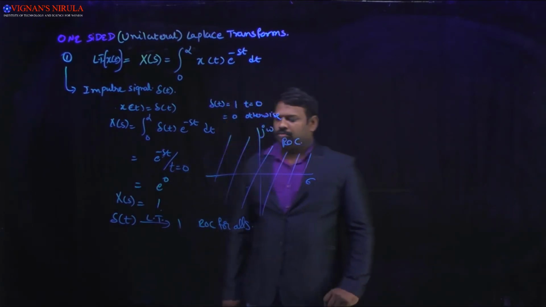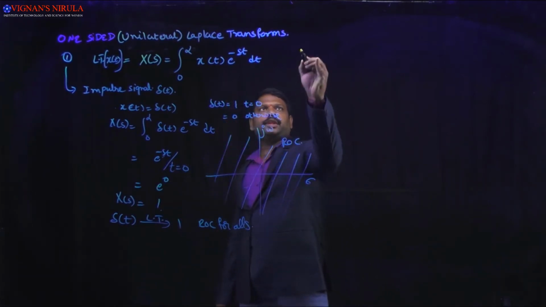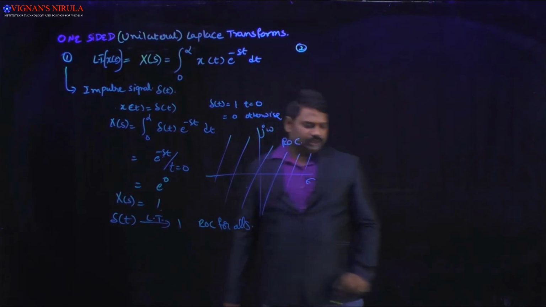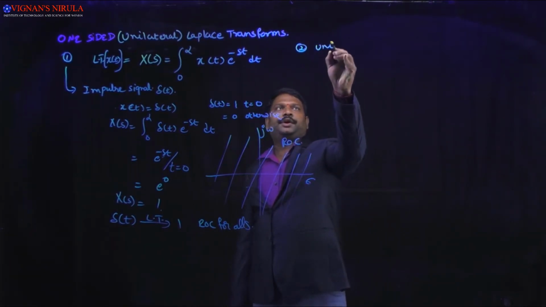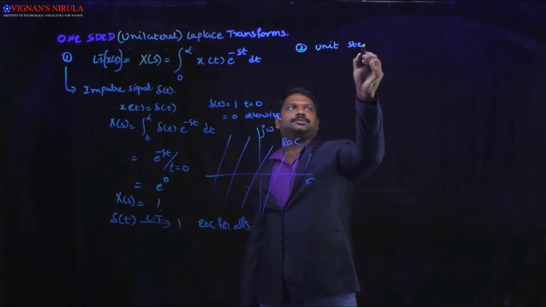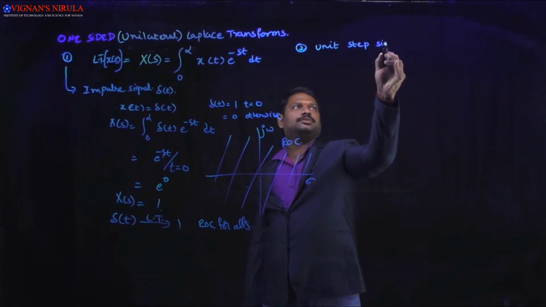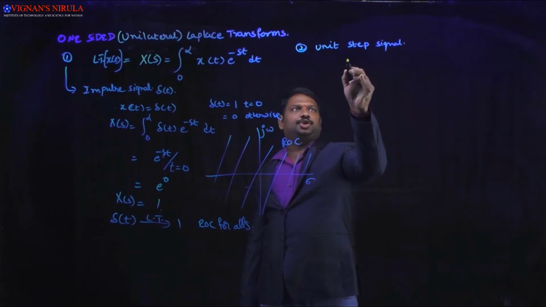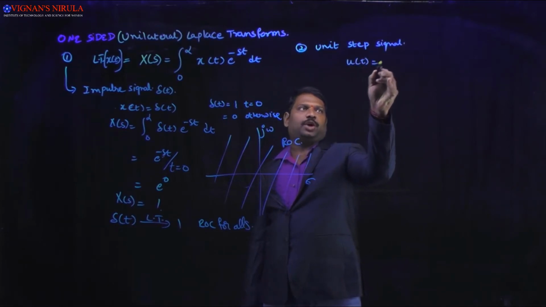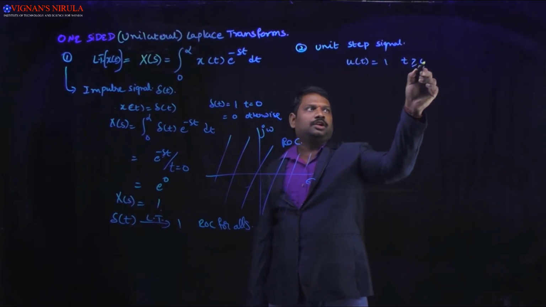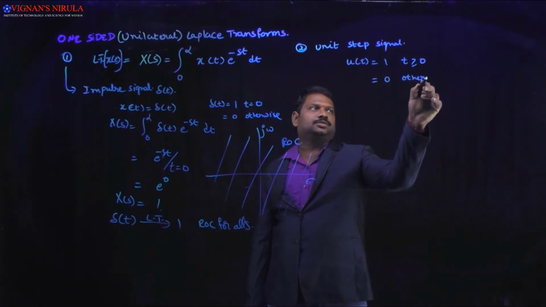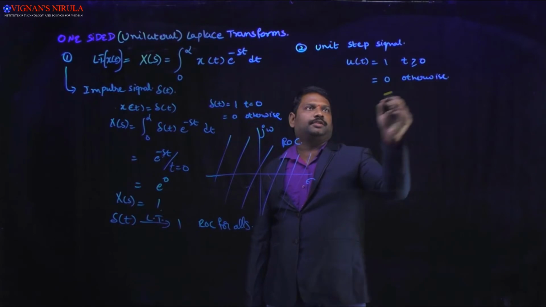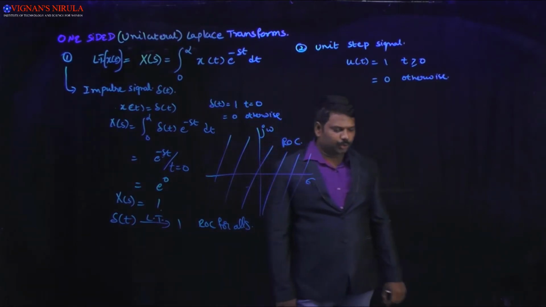Right? Next, the second signal will be the unit step signal. This unit step signal is defined as 1 for t greater than or equal to 0 and 0 otherwise. Now this is our u of t.